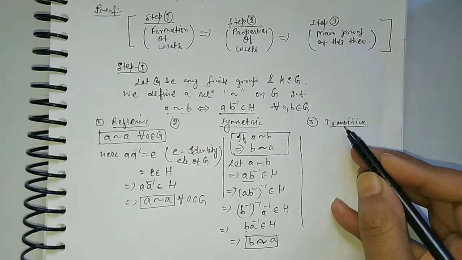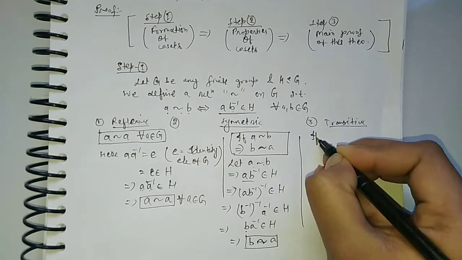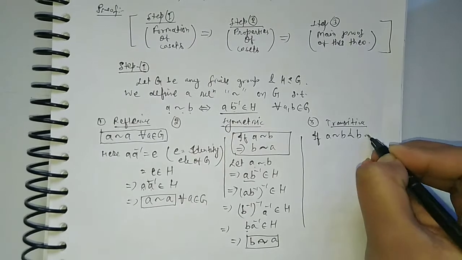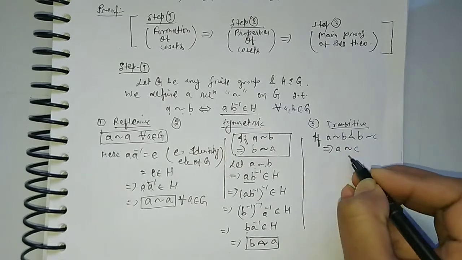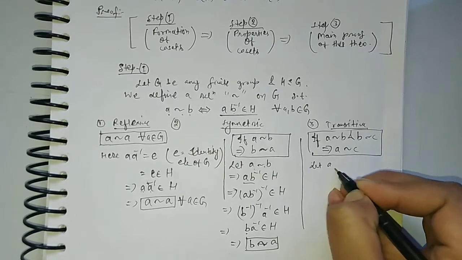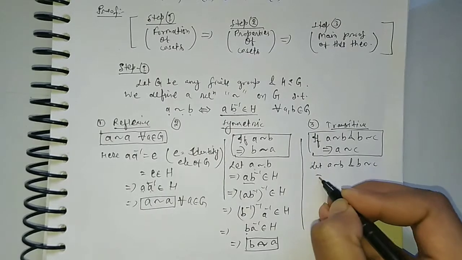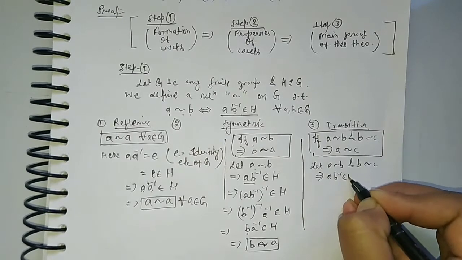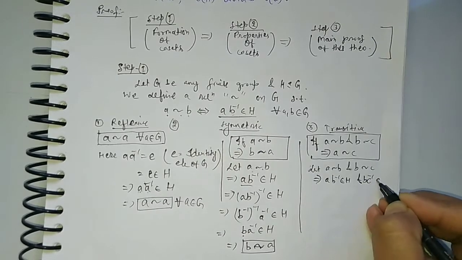Now we are going to prove that it is transitive also. So for transitive we have to prove that if A is related to B and B is related to C, then A is also related to C. So proof of this: let A be related to B and B be related to C. This will imply, from this definition, A B inverse belongs to H and B C inverse belongs to H.